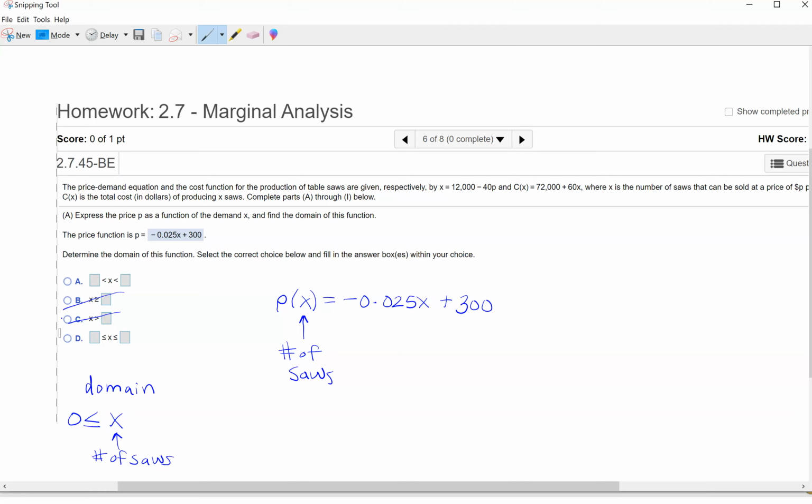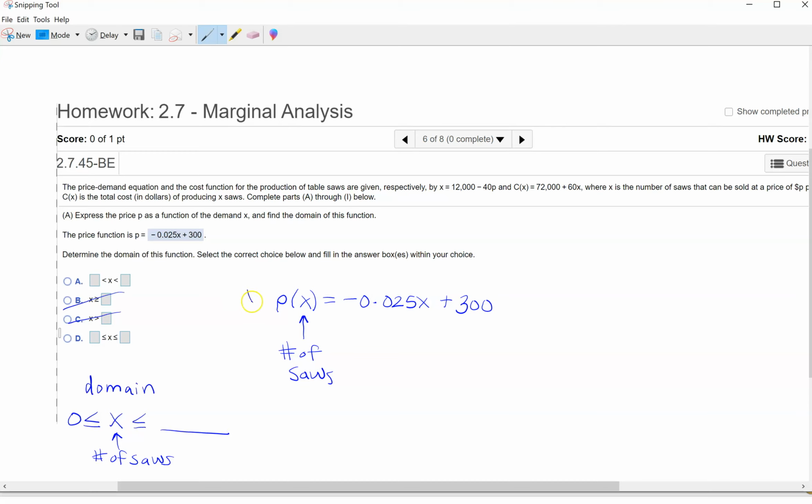And then what's something else I know here? I need this upper restriction. So again, if this wasn't a real world scenario, then my X could be anything. It could go to infinity, but it's not. It's the number of saws. I can't make an infinite number of saws. There has to be some upper limit, some maximum amount of saws that I can make.